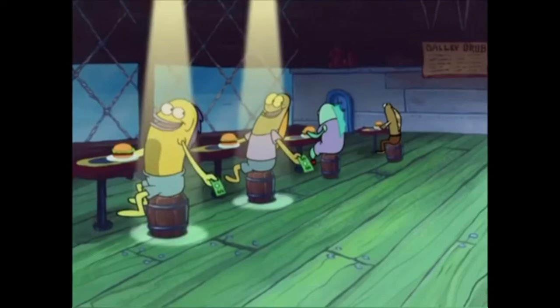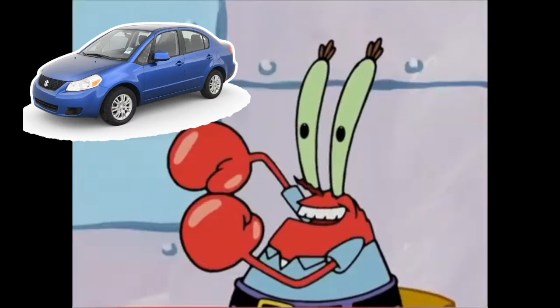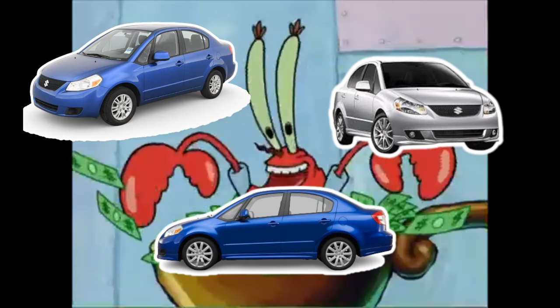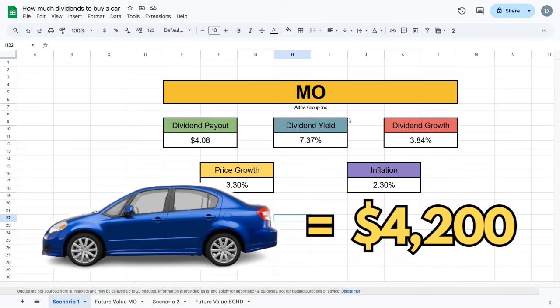Today we will figure out how much money you need to invest into a dividend stock to buy a 2012 Suzuki within 5 years, purely with dividend income. So let's get right to it. The cost for a used 2012 Suzuki is currently sitting at around $4,200, so that is the value we will be looking for today.